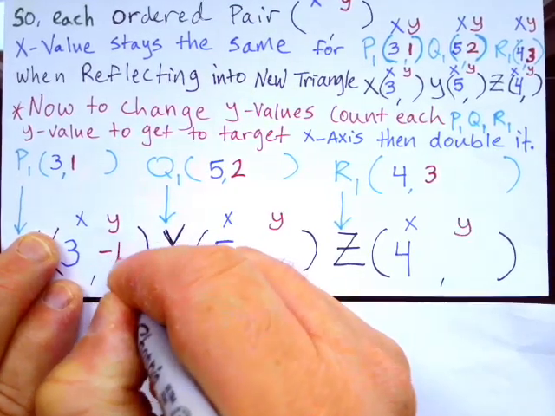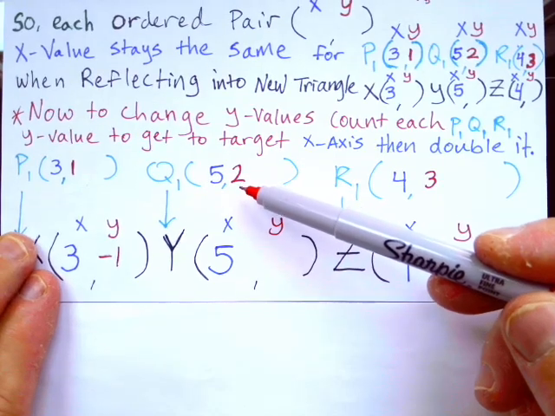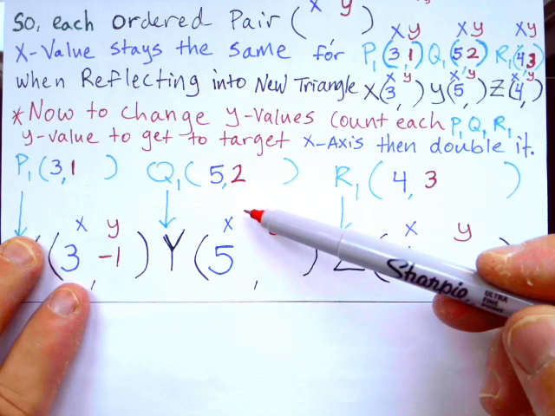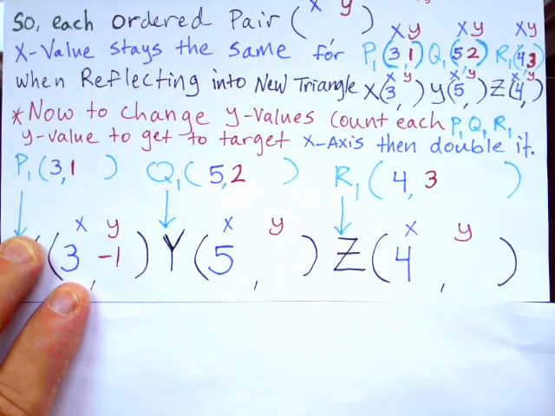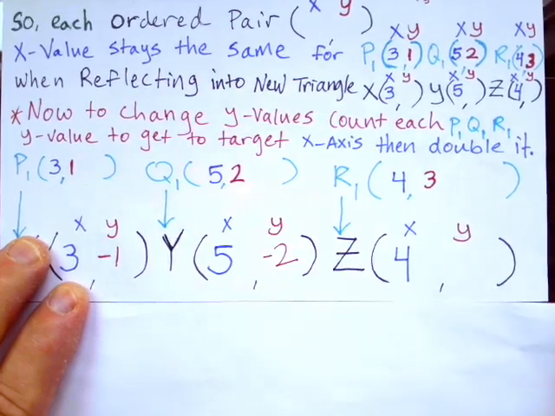Oh, my pens are dying. I need new pens. For the y value of 2, to get down to the x-axis, you count 1, 2 to get to the x-axis, and then you count exactly 2 away. 1, 2. That would be a y value of -2.